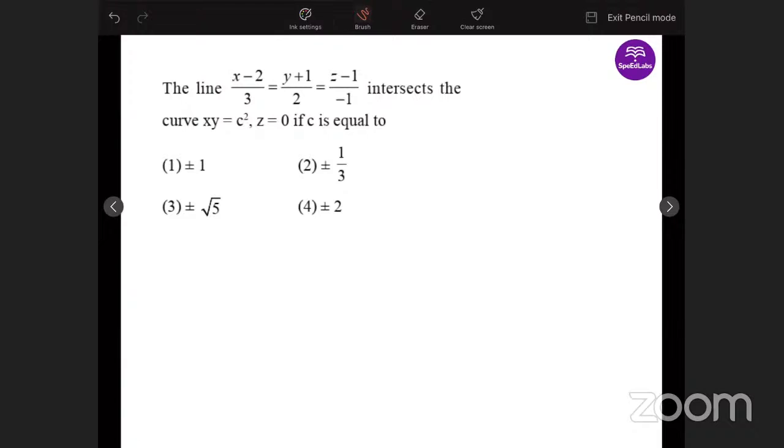So basically, as it is intersecting, we can just substitute the value of z equals 0. So that is (x minus 2) upon 3.